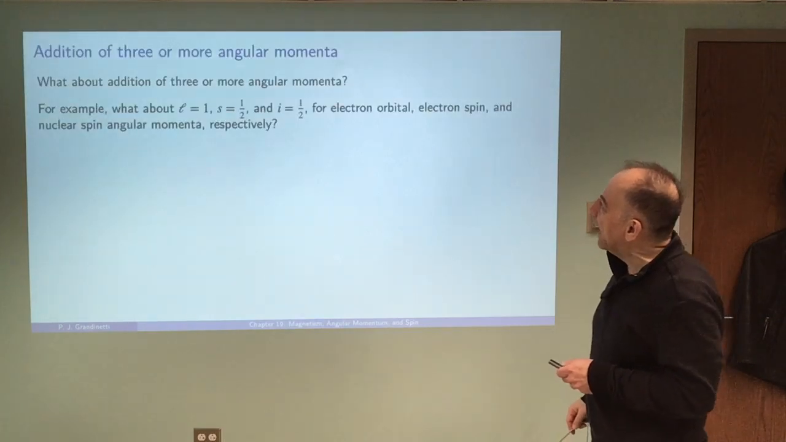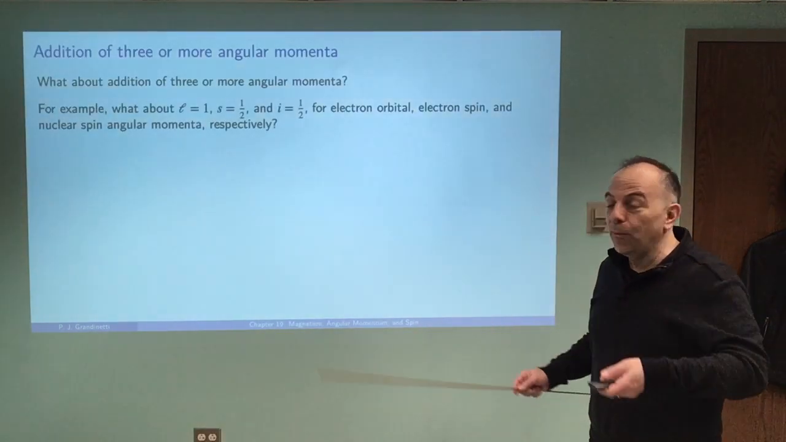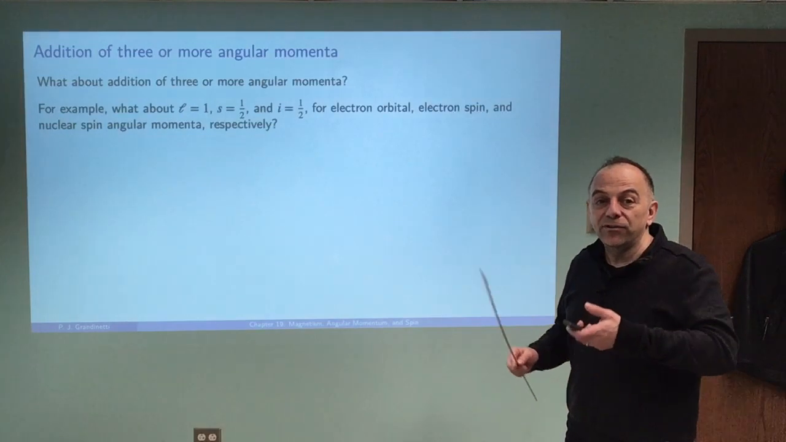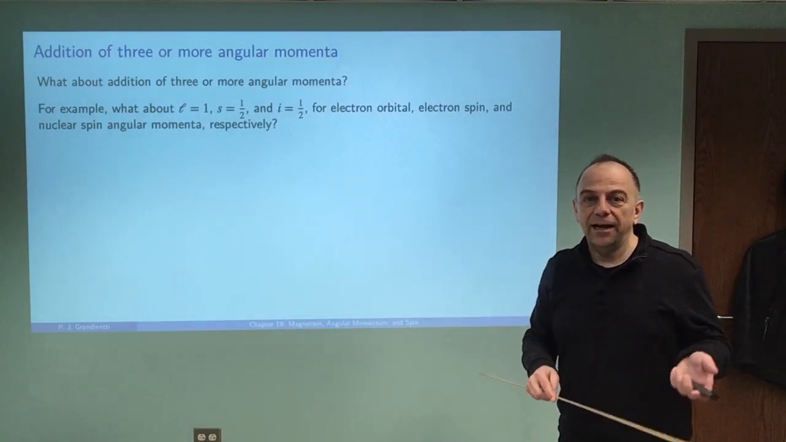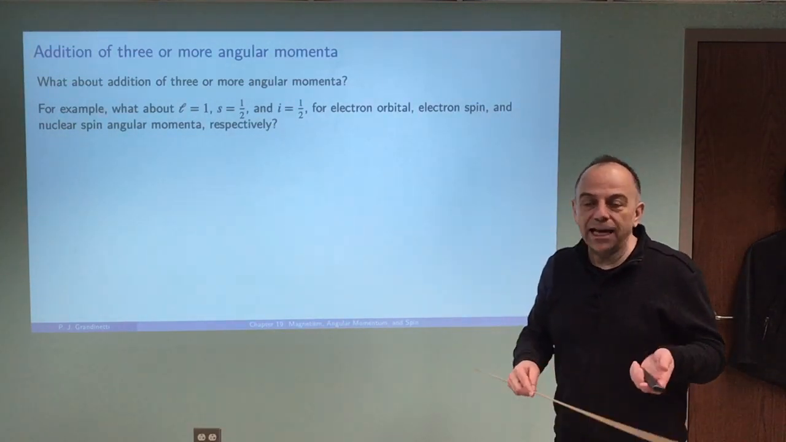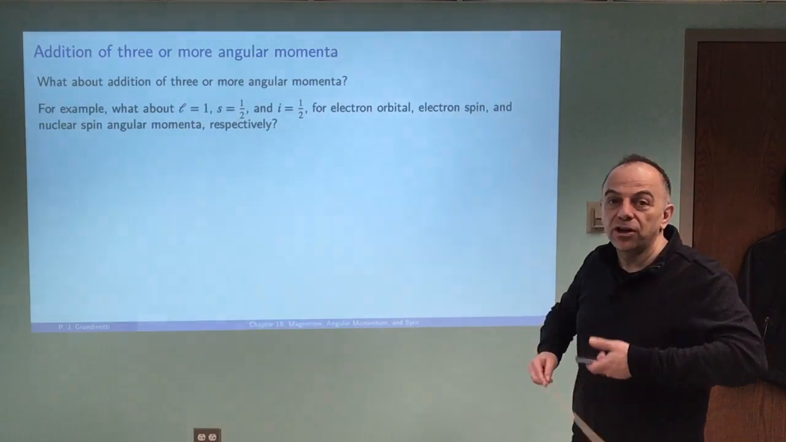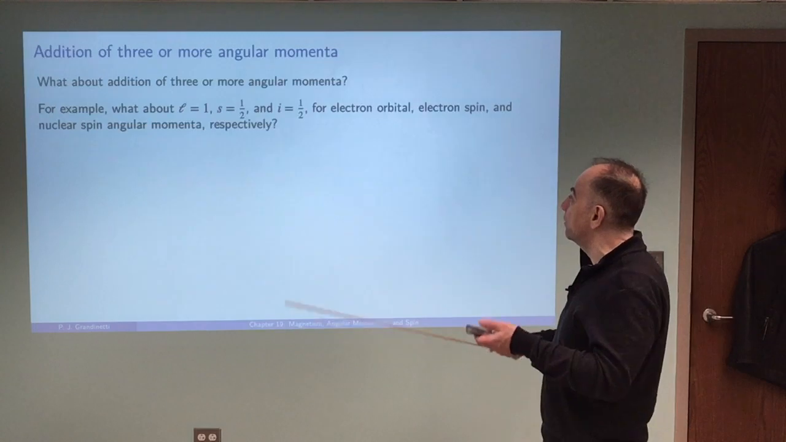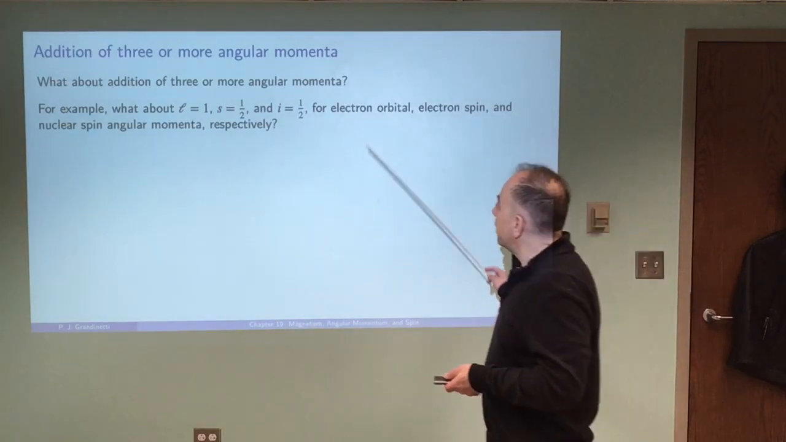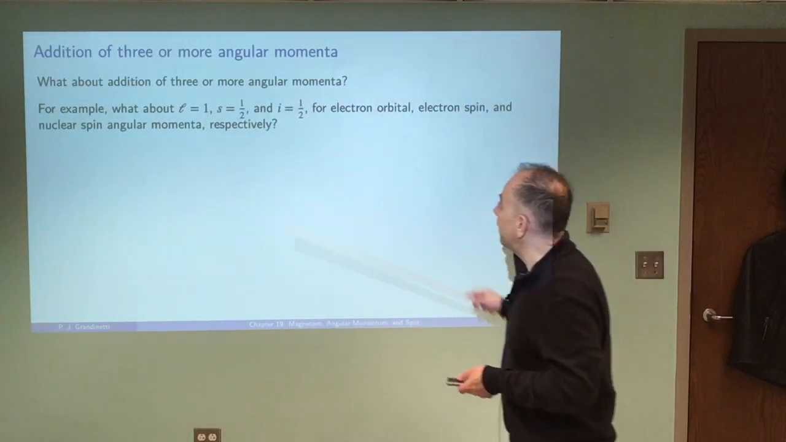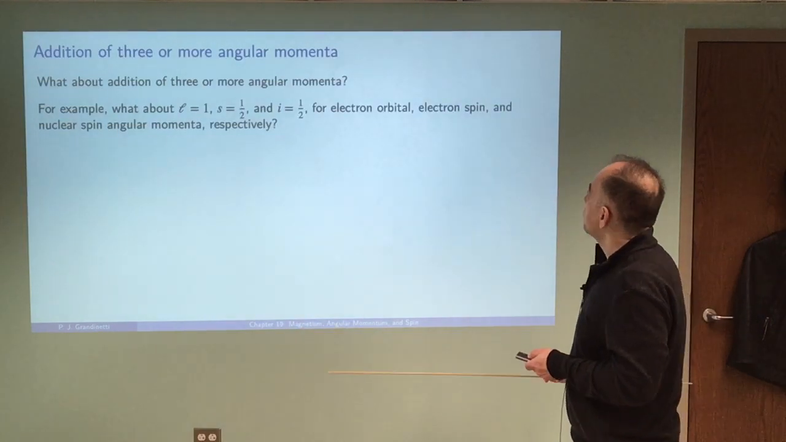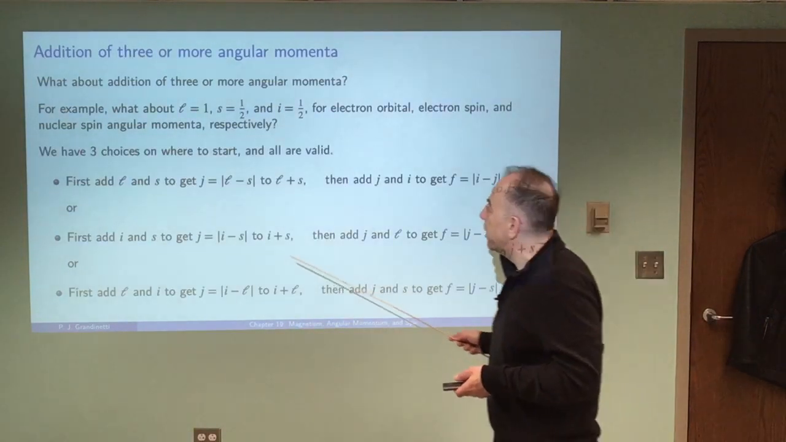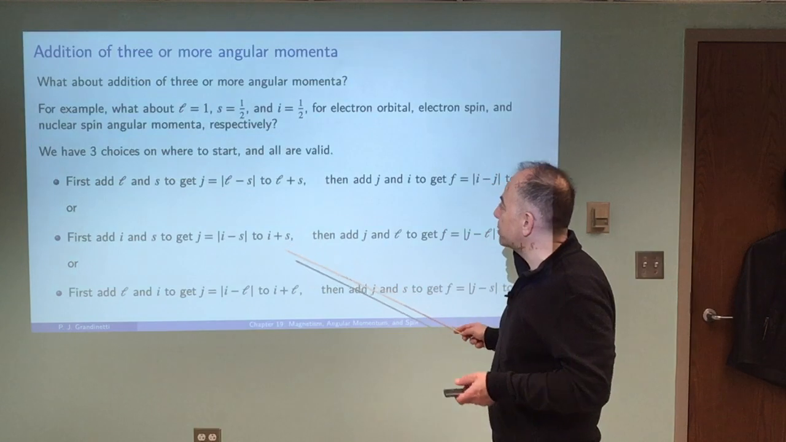Okay. Now, what do you do if you have 3 or more angular momenta? We've already talked about the nucleus having angular momentum. So what if we have to include the total angular momentum, including the angular momentum of the nucleus? If the nucleus is not I equals 0, then you'd have to combine 3 angular momenta. So what do we do? Well, we have different choices on where to start.